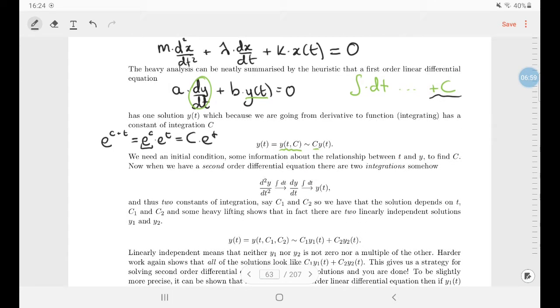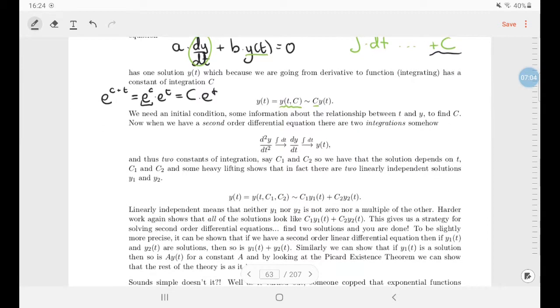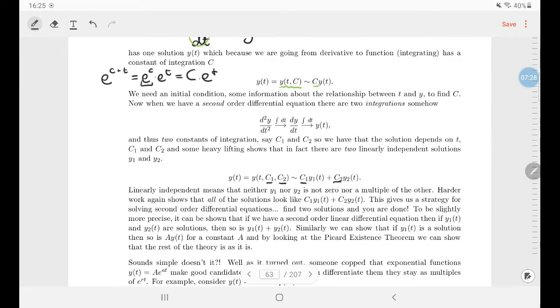Now, if you have a second order, you have two integrations, so there's two constants, c1 and c2, and you can show, with a bit of work, that's the heavy analysis that we're not going to look at, that basically how you get all solutions is you get two solutions, multiply them by constants and add them together. So the constants end up multiplying. The linear independence here is a fancy word that says you need two. So linear is a technical, mathematical term. For us, it just means different.